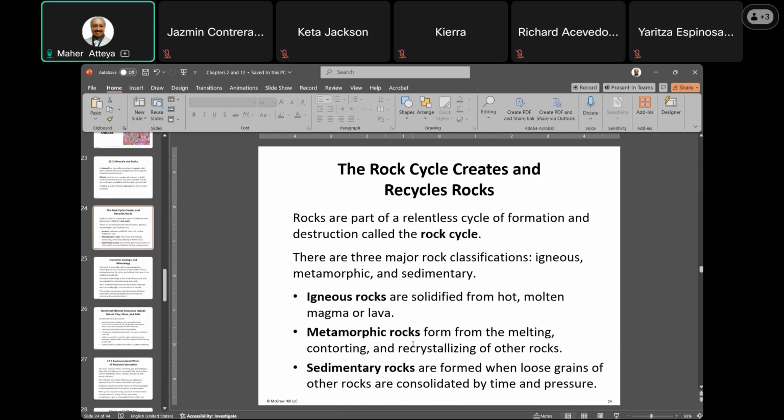Metamorphic rocks come from melting and recycling other rocks. Sedimentary rocks are formed when nature destroys some other rocks by wind, by ocean water, and by all these forces, leaving loose grains, which are compressed later on by time and pressure to make a new rock called sedimentary rock.